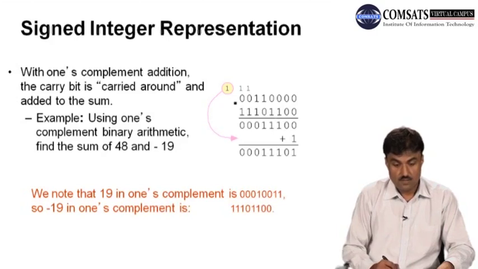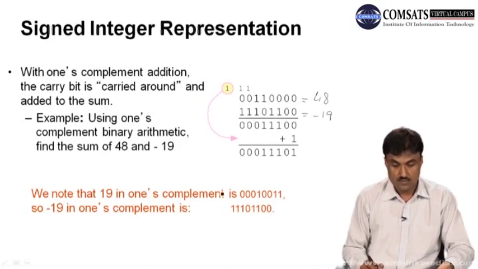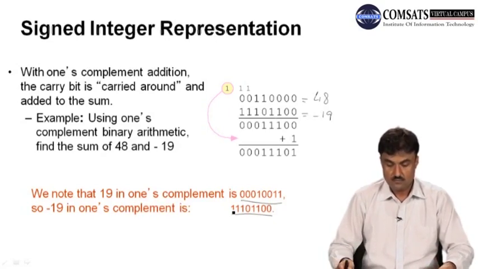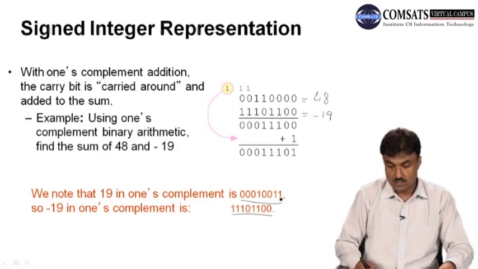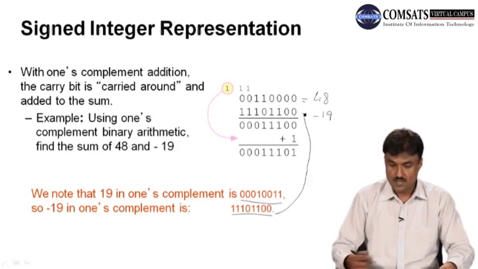For example, here we have 48 and minus 19, so this is plus 48. We have converted plus 48 into binary, and minus 19 is converted into 1's complement. This is the value for 19, which we have complemented into 1's complement. We reverse all those zeros and ones to ones and zeros. So here you can see one is complemented to zero, one is complemented to zero, these two zeros are complemented to ones, this one is complemented to zero, and so on. So we put this value here for minus 19 and we perform addition.